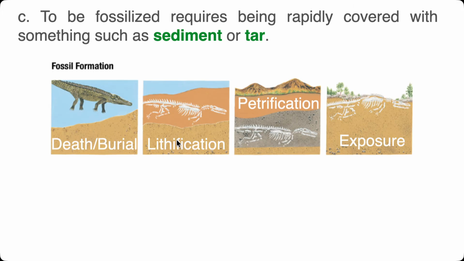So these are the steps of fossilization. We're going to kind of define each one, but we've got here a little crocodile looking thing. And the very first step is just death, right? So the organism has to die and it has to be buried. Not necessarily in that order, by the way. It can be buried and then die, but I digress. The second step is lithification, then petrification, and then maybe exposure.